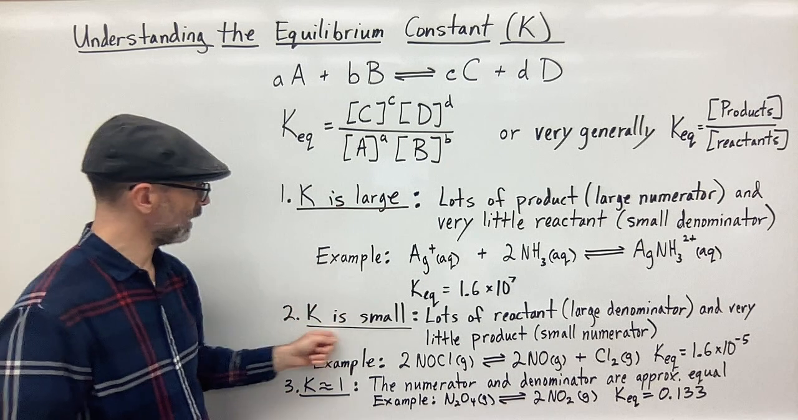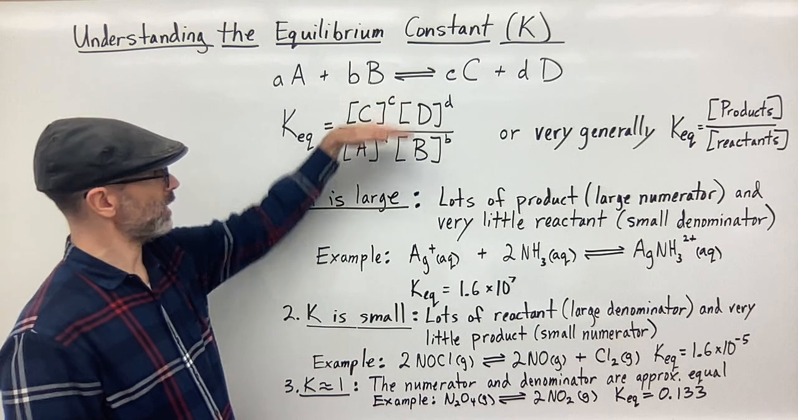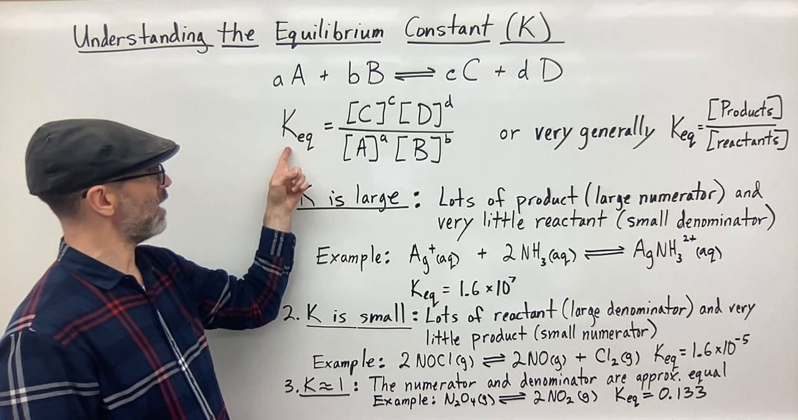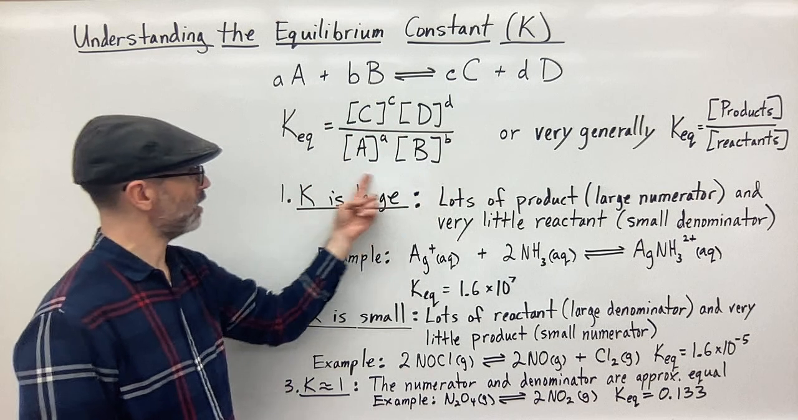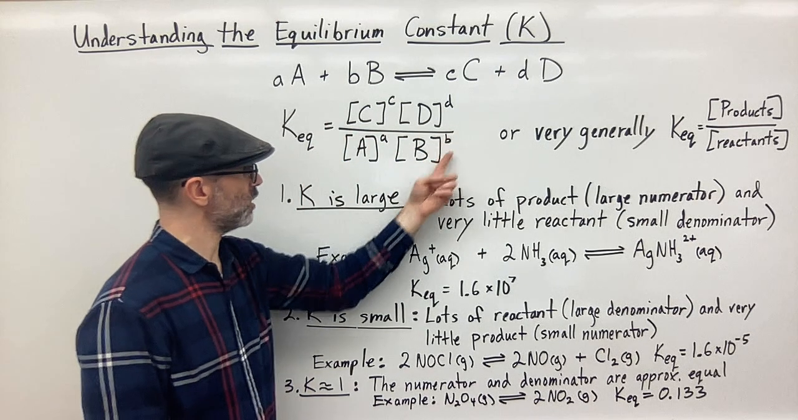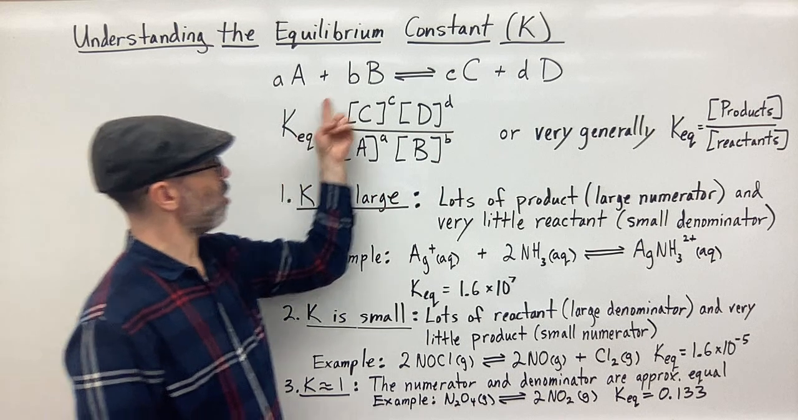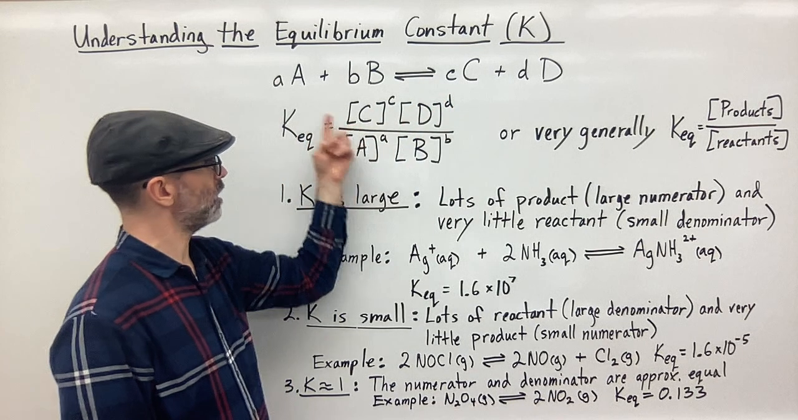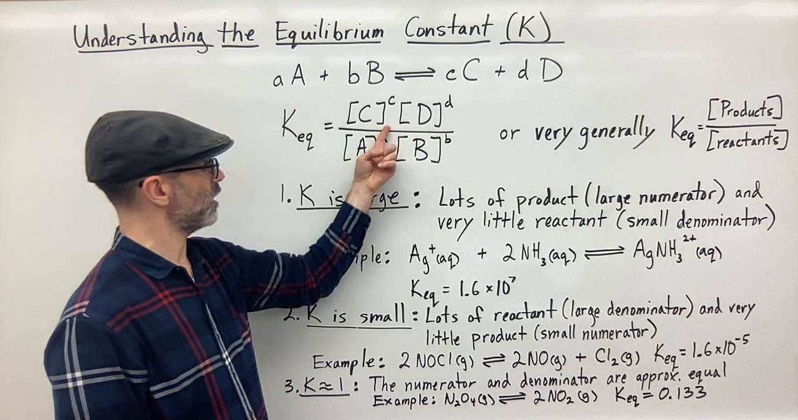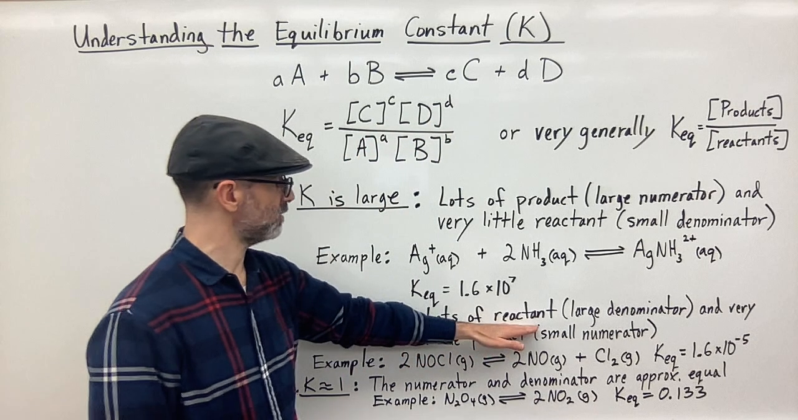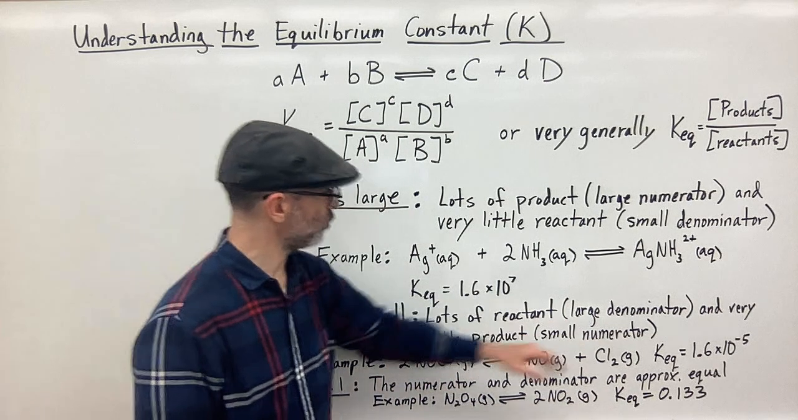Well, what about when K is small? Again, if we're thinking about the ratio here, if this K value is small, that means the ratio is very small, which means that we have a lot of reactant here on the bottom, the denominator, right? And a little amount of product in the numerator here. So lots of reactant, large denominator, and very little product, small numerator.